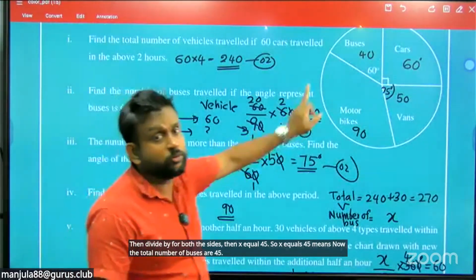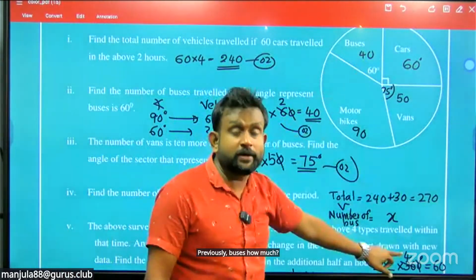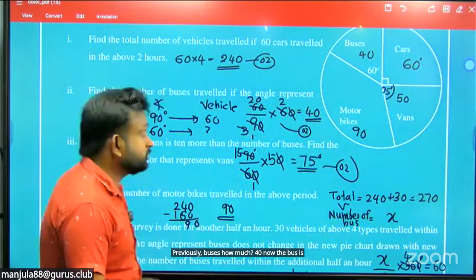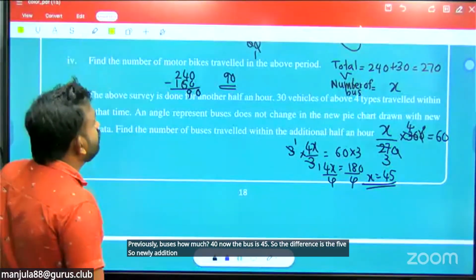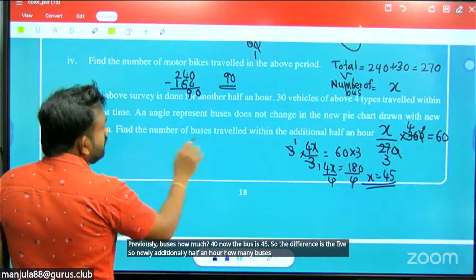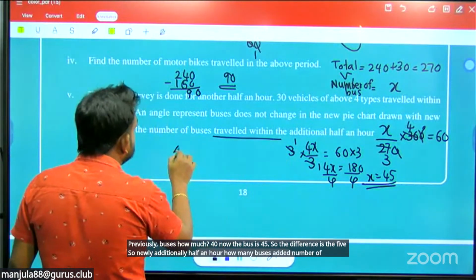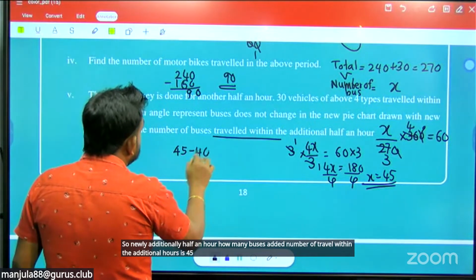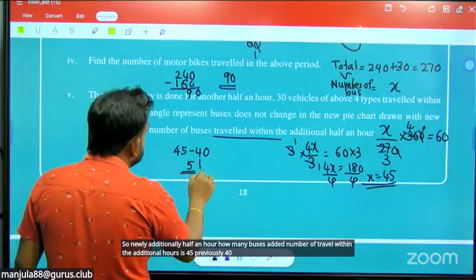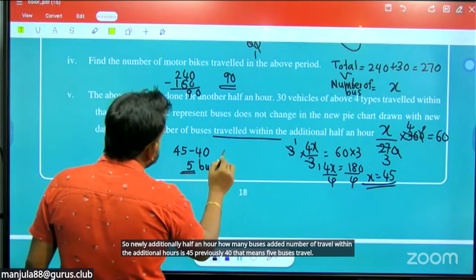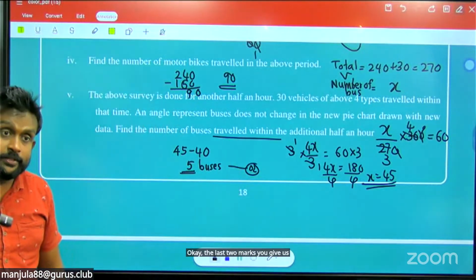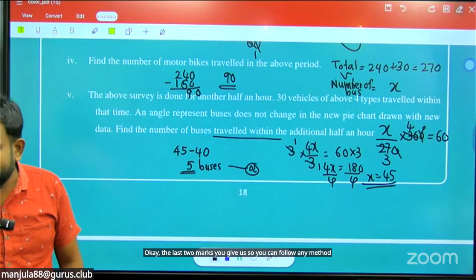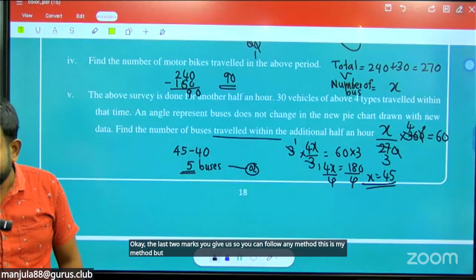Previously buses, how much? 40. Now the buses are 45. So the difference is 5. So newly in the additional half an hour, how many buses were added? The number traveling within the additional time is 45 subtract previously 40. That means 5 buses travel. Okay, the last 2 marks is given. So you can follow any method. This is my method, but you may have the answer.